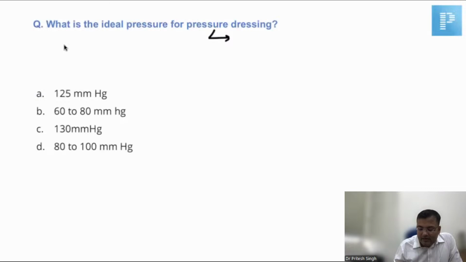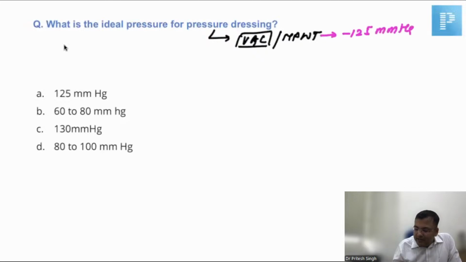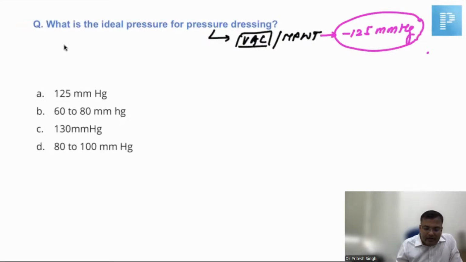So guys, you know that in vacuum assisted closure or negative pressure wound therapy, how much is the pressure? We apply vacuum, so minus 125 mmHg. The pressure applied is minus 125 mmHg. Clear? So for vacuum assisted closure, it is minus 125 mmHg. So the pressure is minus 125 mmHg.